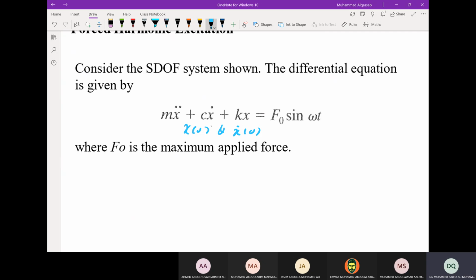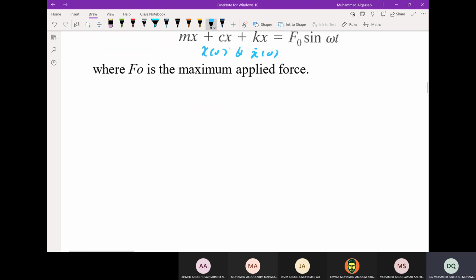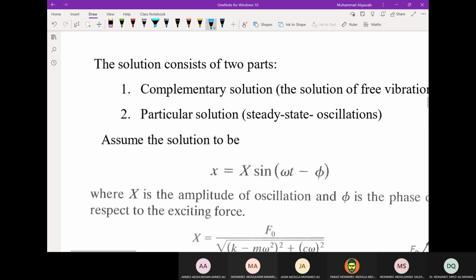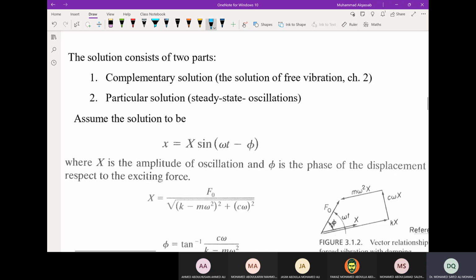When you have a non-homogeneous differential equation, there are two solutions. The homogeneous solution, which is what we did in chapter 2, plus a particular solution. The homogeneous solution is found by putting the right-hand side equal to 0. It is also called the complementary solution, which is exactly what we did in chapter 2.